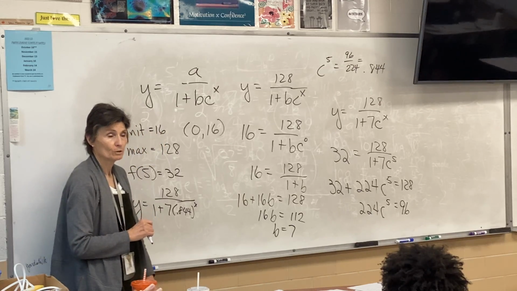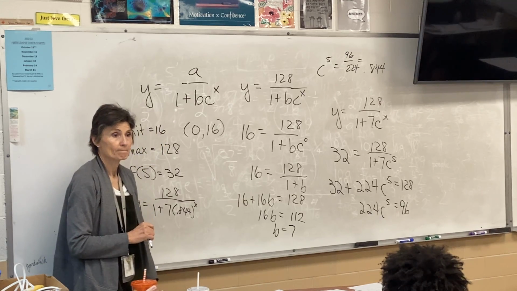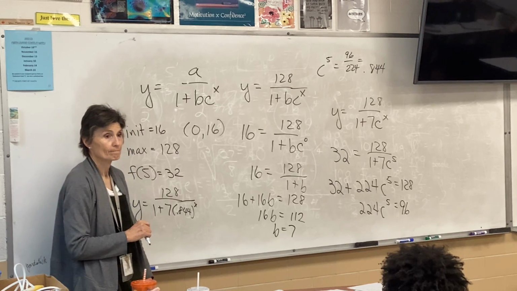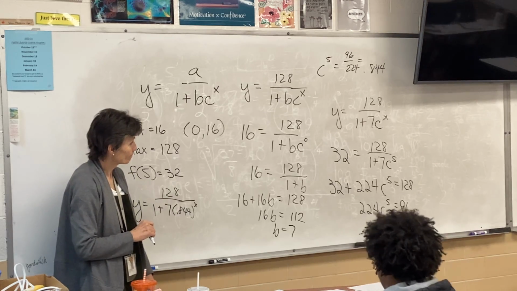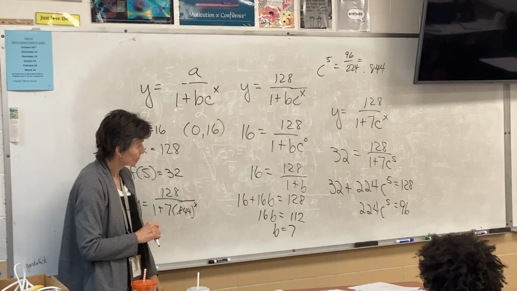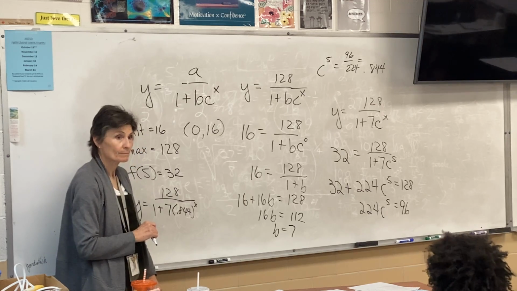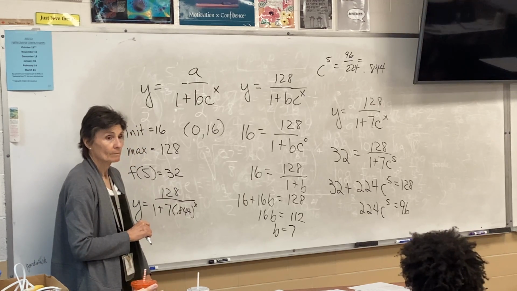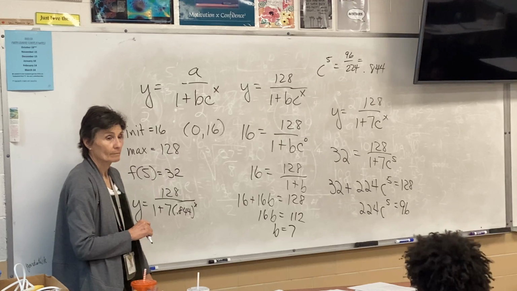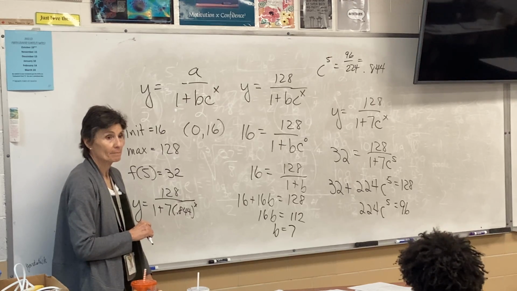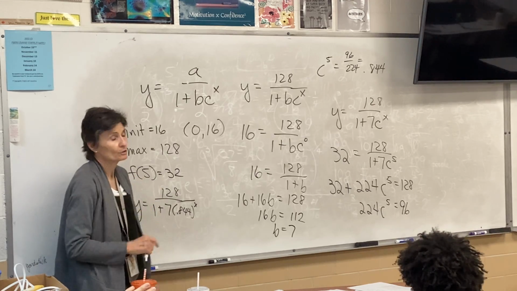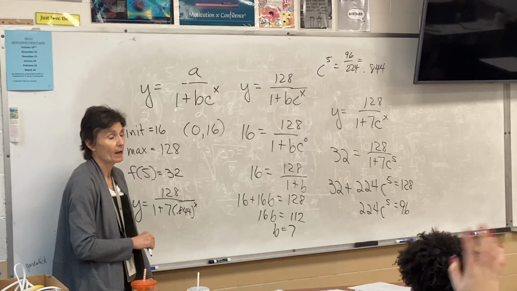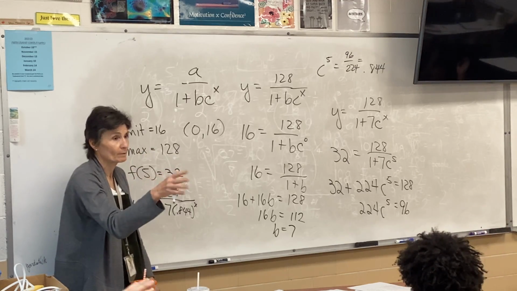Okay, Lucy? I got the 224, c to the fifth equals 96. And then I think I took the fifth root of both sides. You can do that. Why did I set that? Oh, wait. Oh, because I didn't take the fifth root of 224. Okay, well, I can do it. Never mind. I would divide first, but you can do it the way you did.